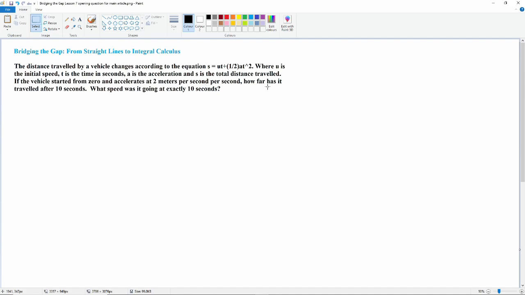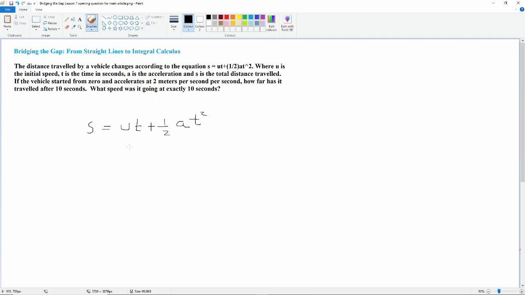Okay, so the first part of the question is how far has the vehicle travelled in 10 seconds? We're already given the formula. s is distance, is equal to the initial speed, which is u, multiplied by time, plus a half of acceleration times time squared. And that gives us our distance. Alright, so all we have to do is plug in our numbers.